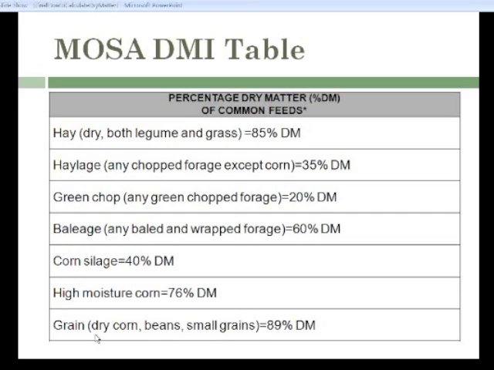So this, again, is one of the helpful tables that MOSA is using in their application. This is the table that they're recommending that farmers use if they don't have numbers from forage tests. And so they're listing all these different types of feeds, and then they're giving an average dry matter content for each. So for this one, they're saying for haylage, which is ensiled grass or a grass-legume mix, that the average number to use is 35% dry matter.